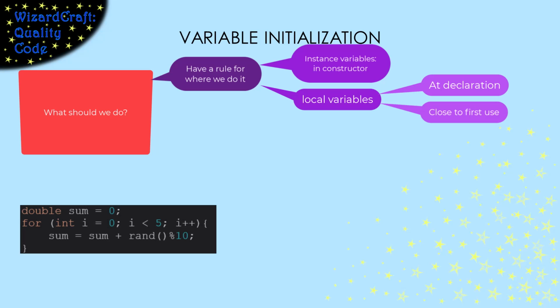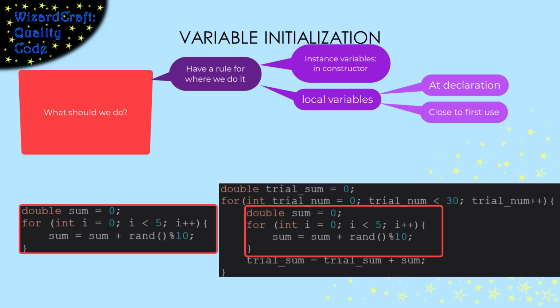Consider this loop that sums up 5 random numbers. If we wanted to do that 30 times so that we could calculate an average sum, we'd wrap that in another loop. Since we put the initialization right before the loop that does the sum, it correctly gets reinitialized before each pass of the outer loop. If we had initialized it far away, we'd have to be a lot more careful.